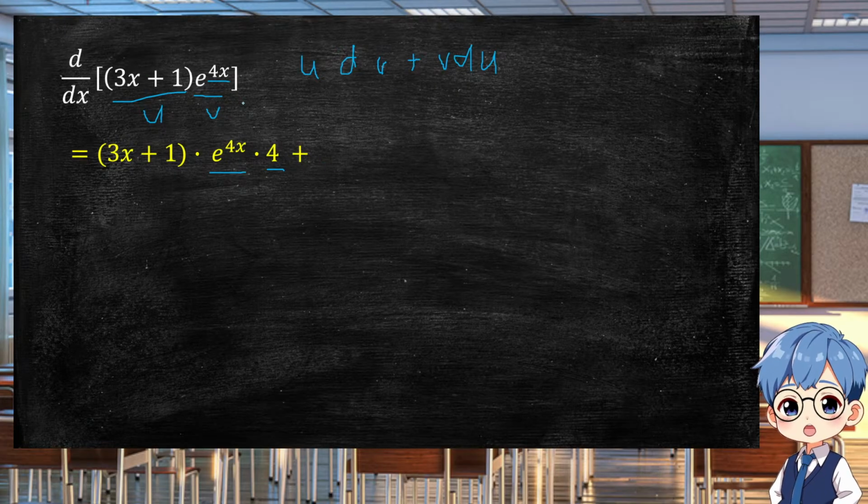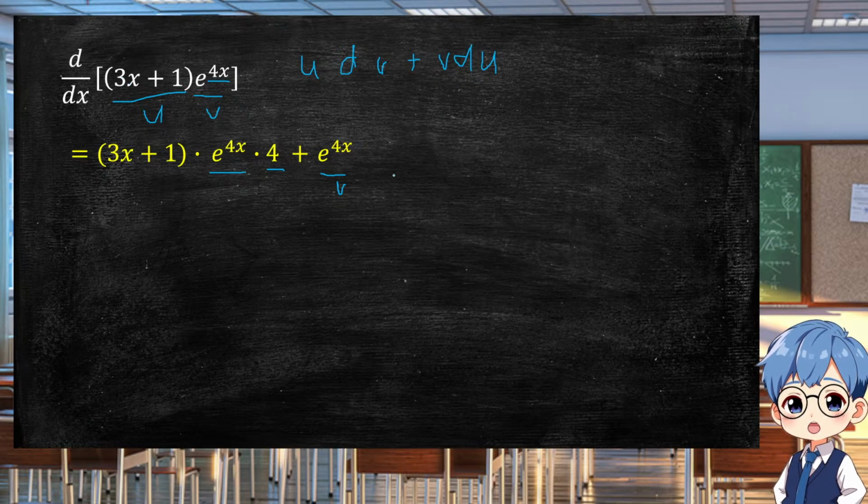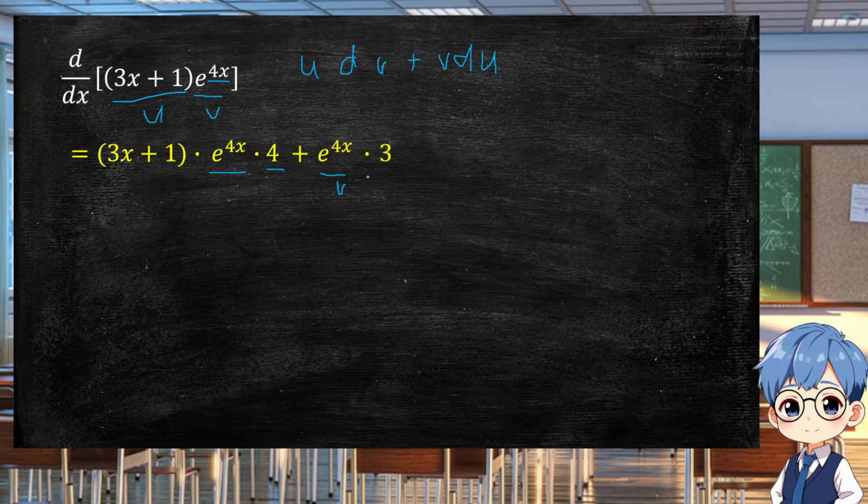Next, plus v du. So our v is e to the power 4x. This is v. And then derivative of u. So derivative of 3x plus 1. Derivative of 3x is just 3. Derivative of 1 is 0. So 3 plus 0 is just 3. So this is du.